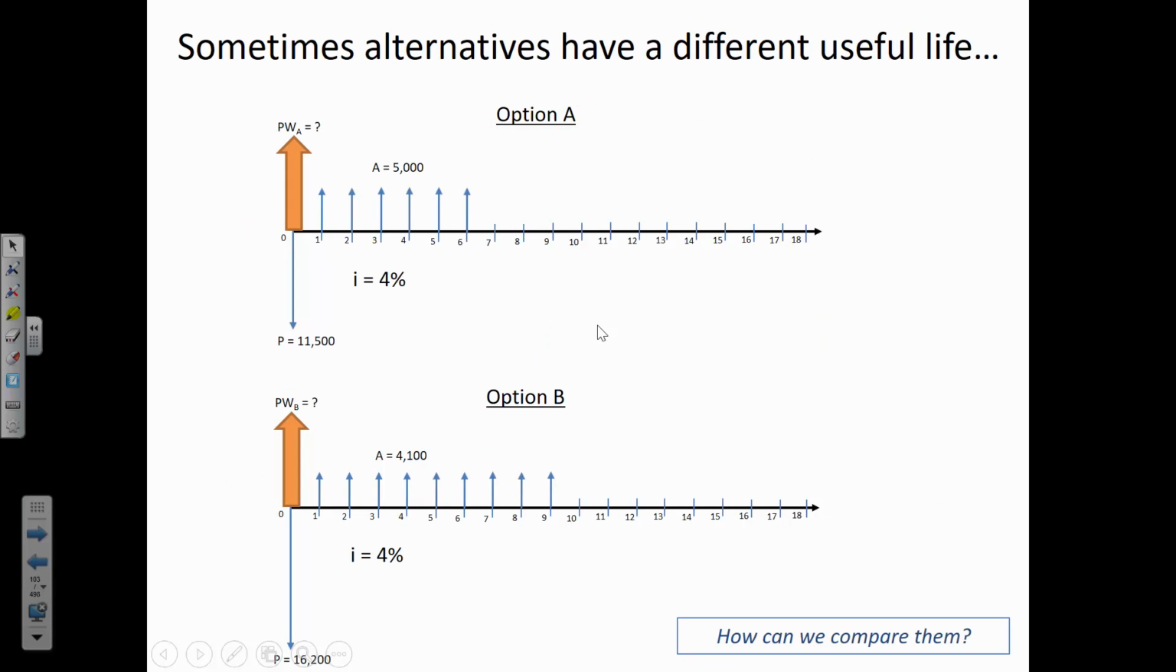Now here's the thing that's tricky, is sometimes your options will have a different useful life. And so look at A versus B.